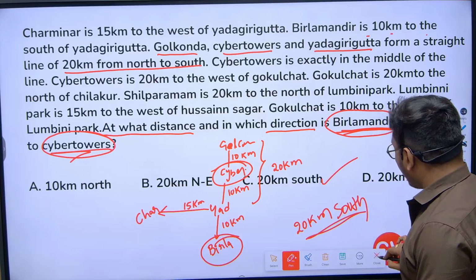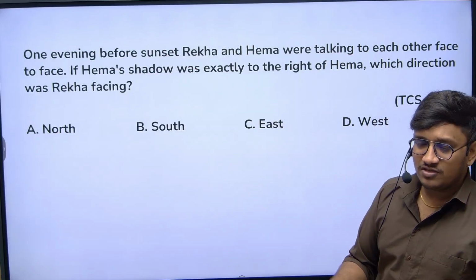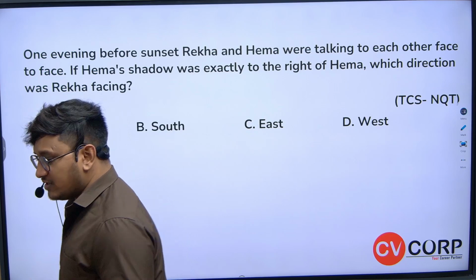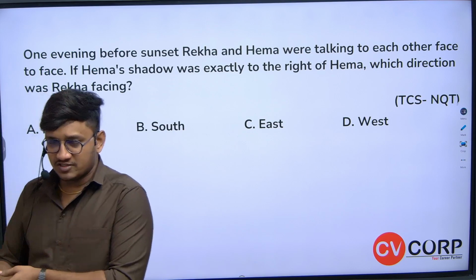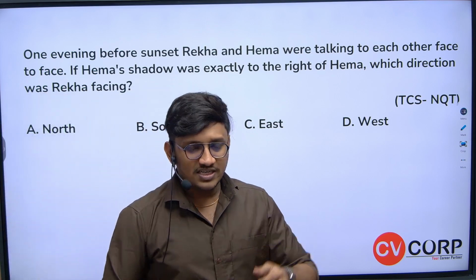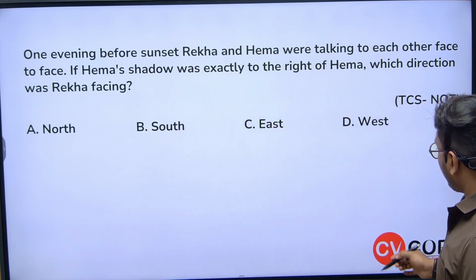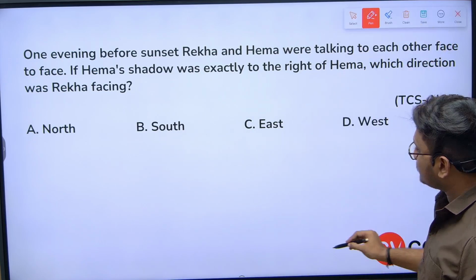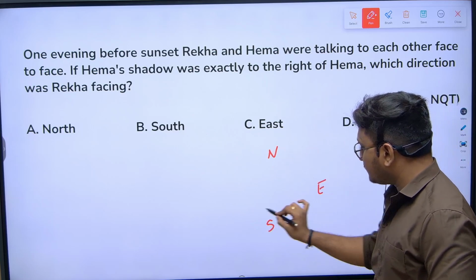I hope you can try this question now. It is the same question which I gave, based on shadows, but in the morning I explained. Now you have to consider the condition here in the evening. Evening means obviously the sun rays should fall from the west and the shadow will fall on the east side. Can you try it and post your answers? North, south, east, west.